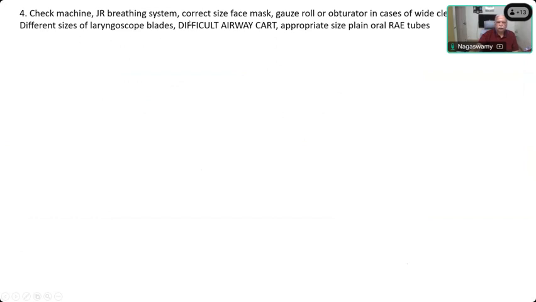You must always have the difficult airway cart ready. The appropriate size plain and oral RAE tubes should be kept ready. And purposely I have missed one thing. What is the important thing that is missed in this, along with all these preparations? Throat pack, sir. Throat pack for palate surgery.